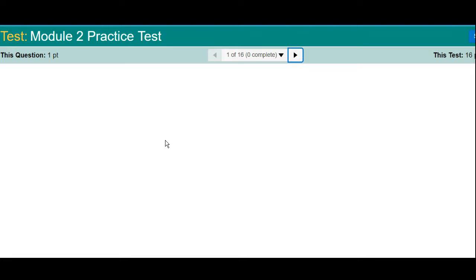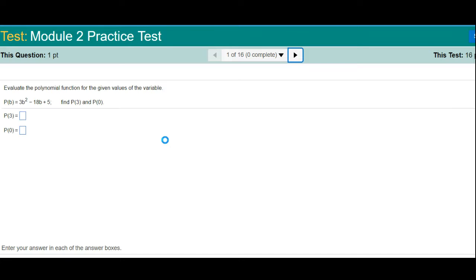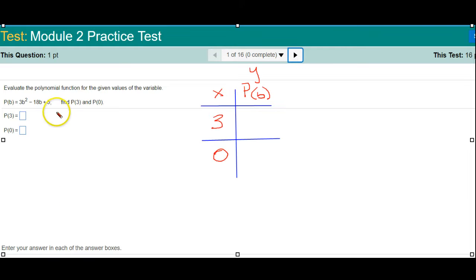So we're going to start the test. And I'm not going to actually give you the answers, I'm going to give you the strategy for getting to the answers. So there's question 1. I would suggest you make a little T-chart to organize your data.